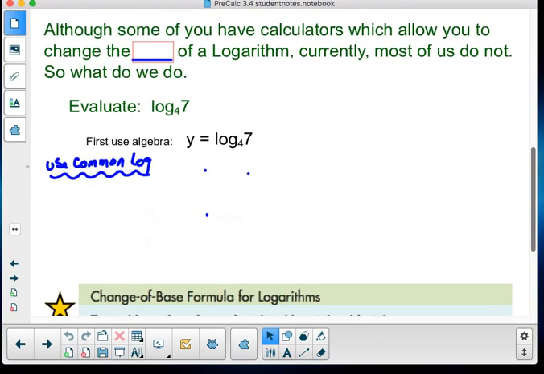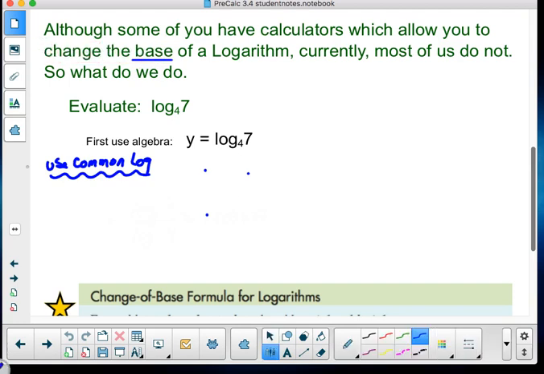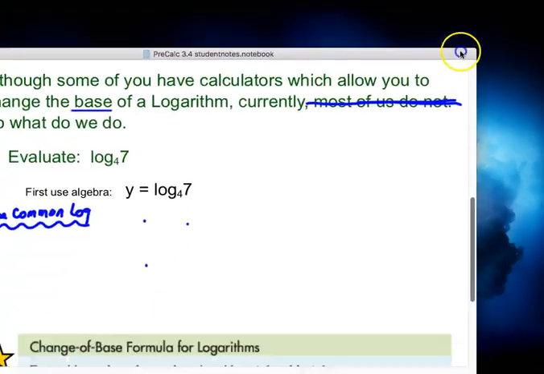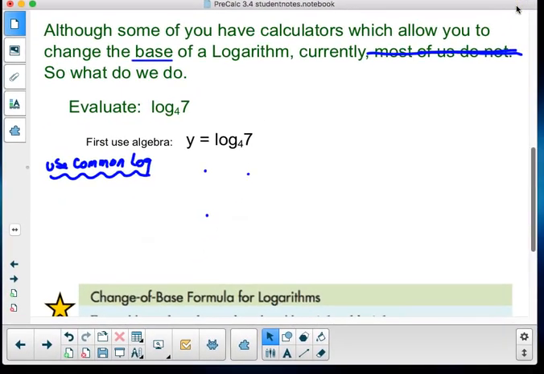Although some of you have calculators which allow you to change the base of a logarithm, currently most of us do not. I guess that really should be currently we all do, okay? You guys know where that is? It's like log base. I just want to make sure you all have it on your calculator. Open up your calculator, go to math, or borrow one of the ones I have in back.